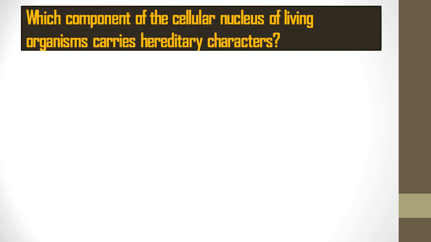Okay, so the first question is, which component of the cellular nucleus of a living organism carries hereditary characters? That means which component of the nucleus contains the hereditary characters. Okay, now hereditary characters means transfer of physical and mental characteristics from their parents to offspring.